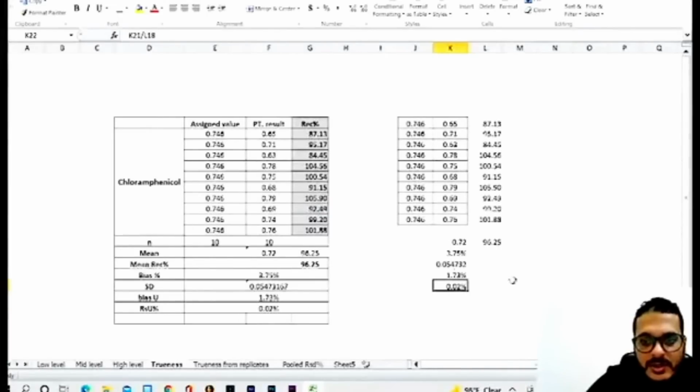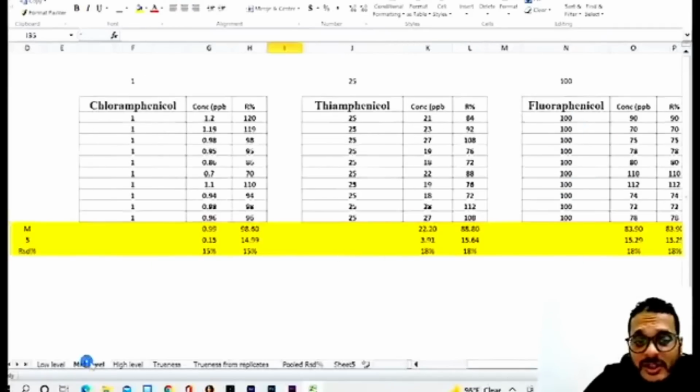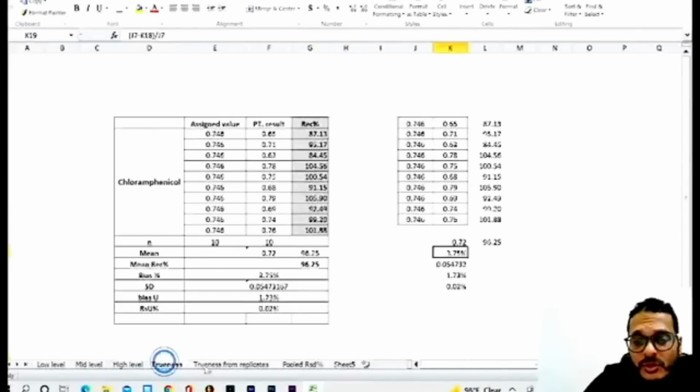0.02%. This is the relative standard uncertainty that will be added to the final result with the uncertainty combined. So that's up to here. We evaluate the trueness from the bias percentage. It should be less than 100%. Bias 3.75 should be less than 20%, and we calculate the relative standard deviation for each level, which will be used after that to calculate the pooled relative standard deviation.